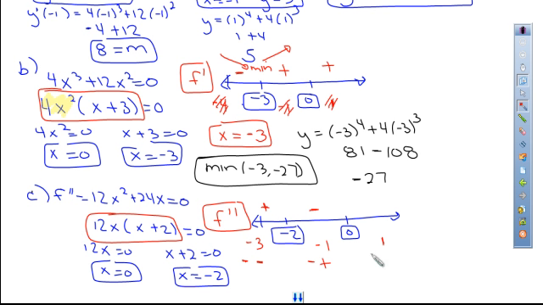12 times 1 is positive. 1 plus 1 is positive. So that's going to be a negative. So once you're done checking, erase those points. You don't need them.